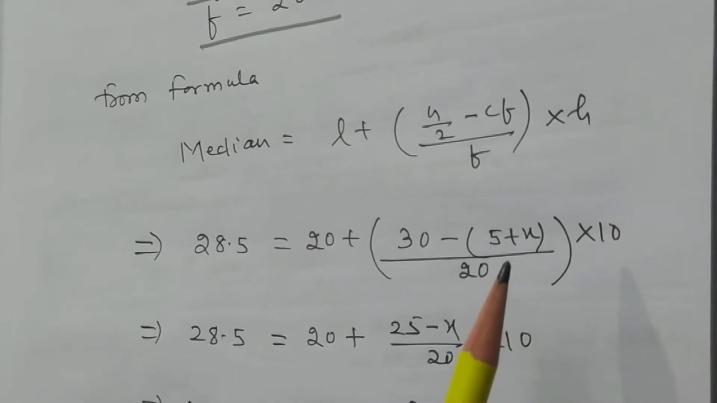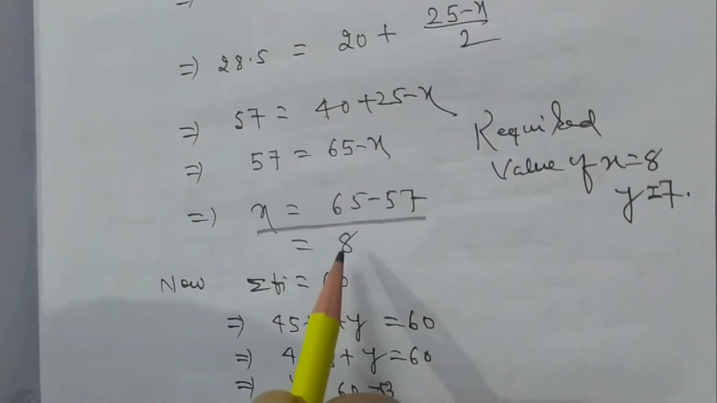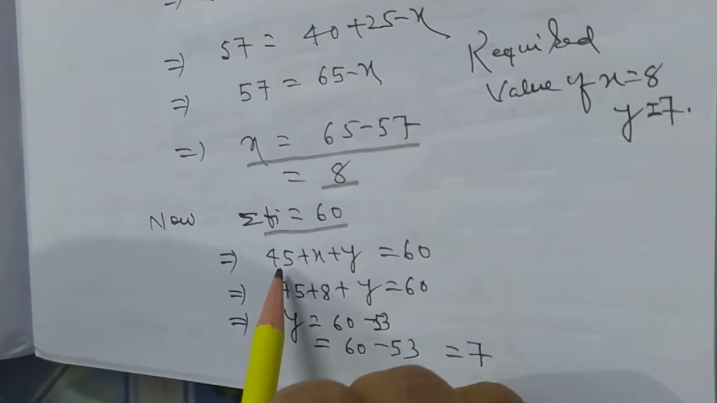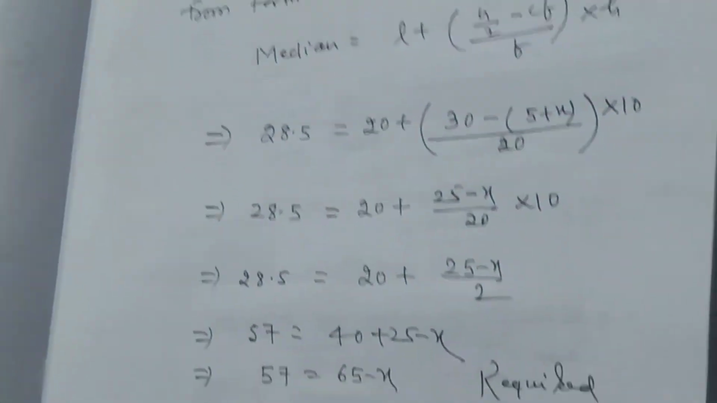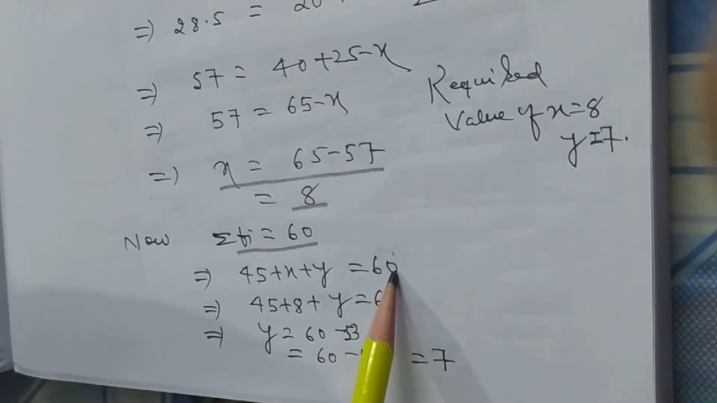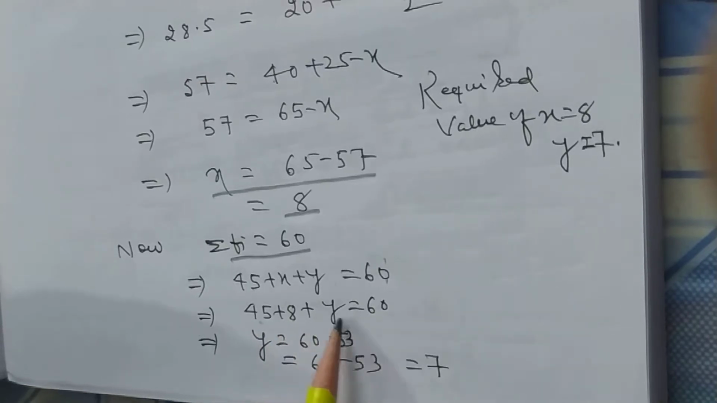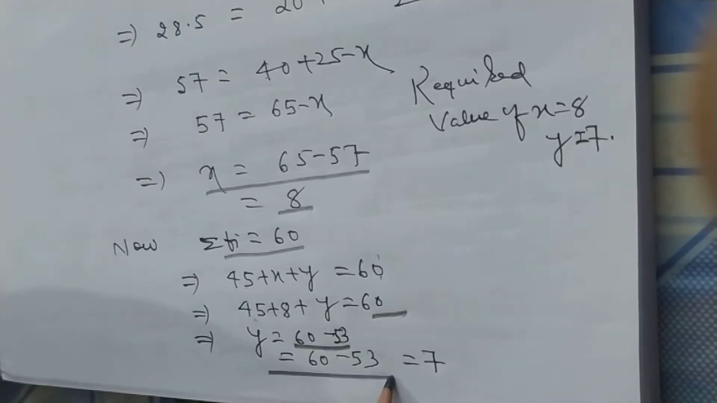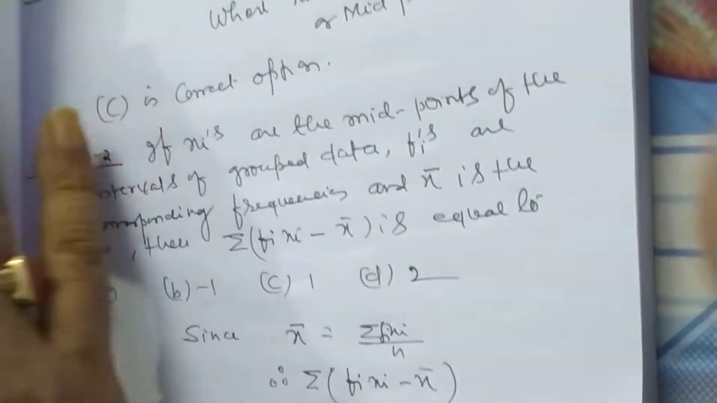And by simplifying, we will get the result x is equal to 65 minus 57, that is 8. Since sigma fi is equal to 60, so 45 plus x plus y is equal to 60. Now 45 plus 8 plus y is equal to 60. Y is equal to 60 minus 53. So y is equal to 7. So required value of x is equal to 8 and y is equal to 7.